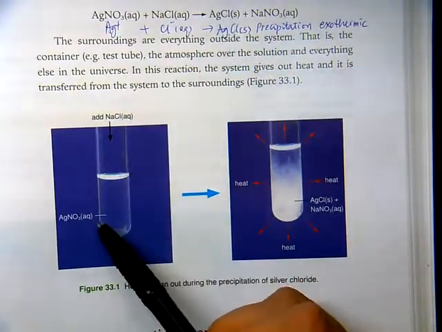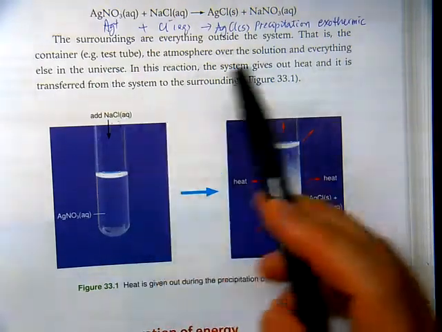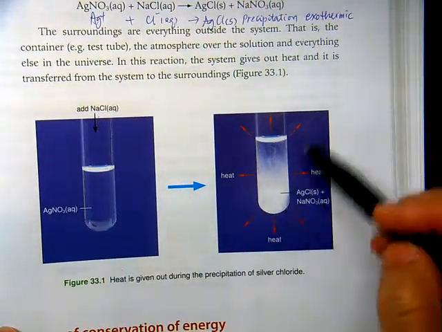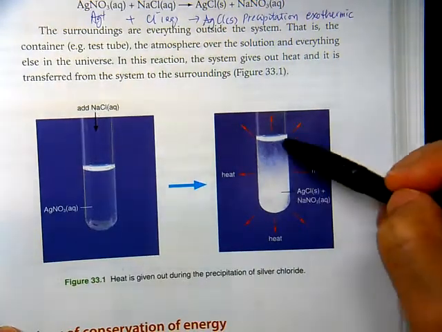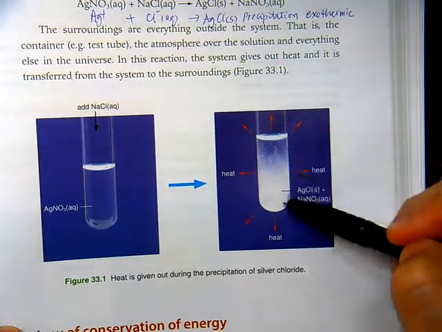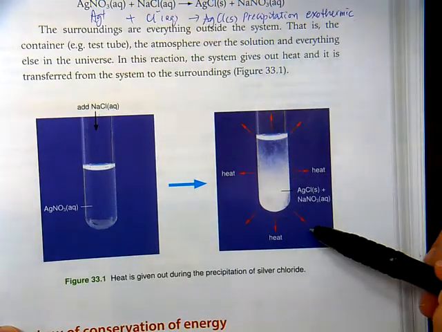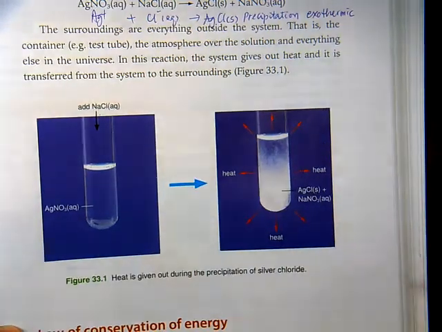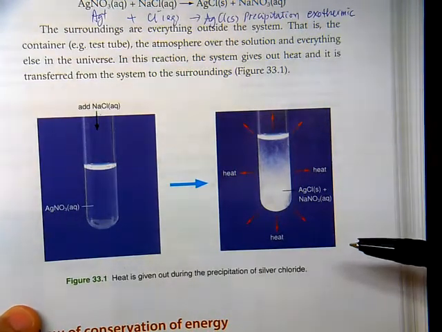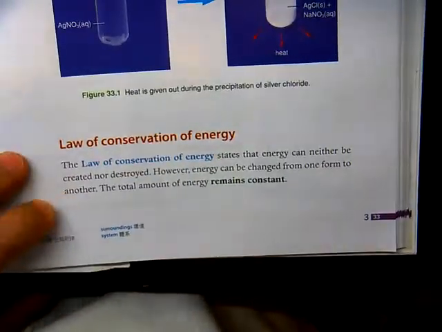In this test tube, we have silver nitrate. NaCl is added. Precipitation occurs immediately. And now, the reaction you may consider is the system. Because it is an exothermic reaction, heat is released to the surrounding. Up to now, is there any problem about the definitions of system and surrounding? If no, let's move to the next part.